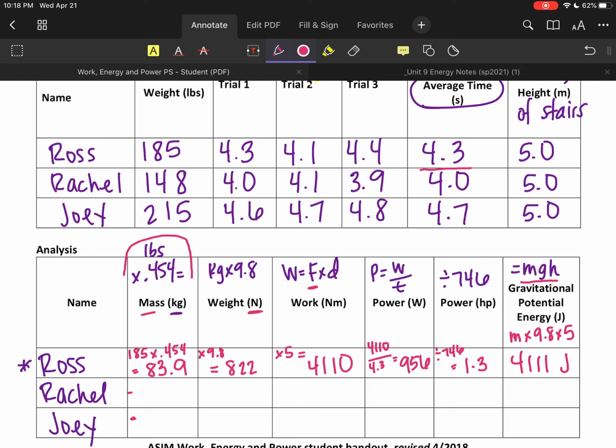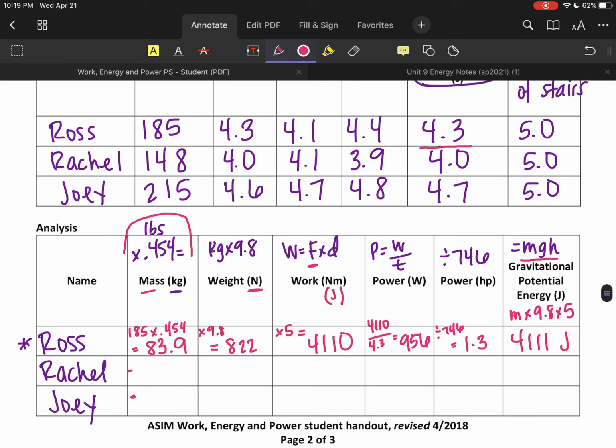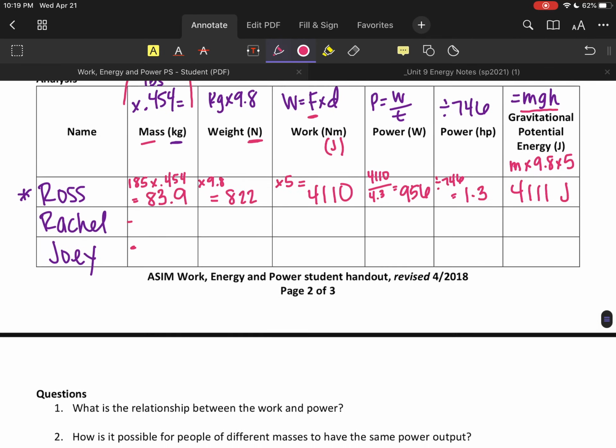And remember we said work is also joules, newtons per meter. It's the same thing. So you can pause here if you'd like, go through your calculations for everybody, and then we're going to scroll down here and answer some questions.